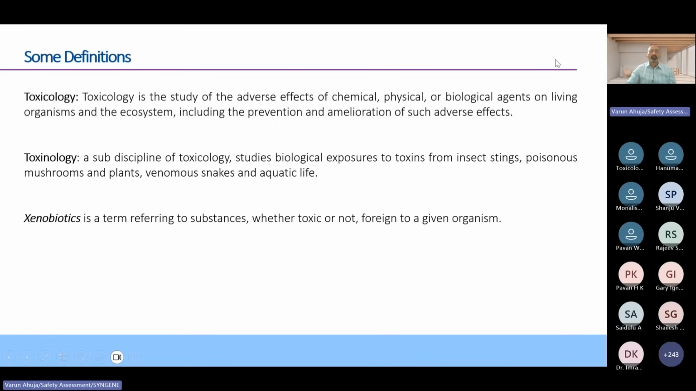Starting with the toxicology definition, you all know that toxicology is the study of adverse effects of chemical, physical or biological agents on living organisms and the ecosystem, including the prevention and amelioration of such adverse effects. Then toxinology is a subdiscipline of toxicology which studies biological exposures to toxins from insect stings, poisonous mushrooms and plants, venomous snakes and aquatic life. Then xenobiotics, you all know, is a term referring to substances, whether toxic or not, that are foreign to a given organism.